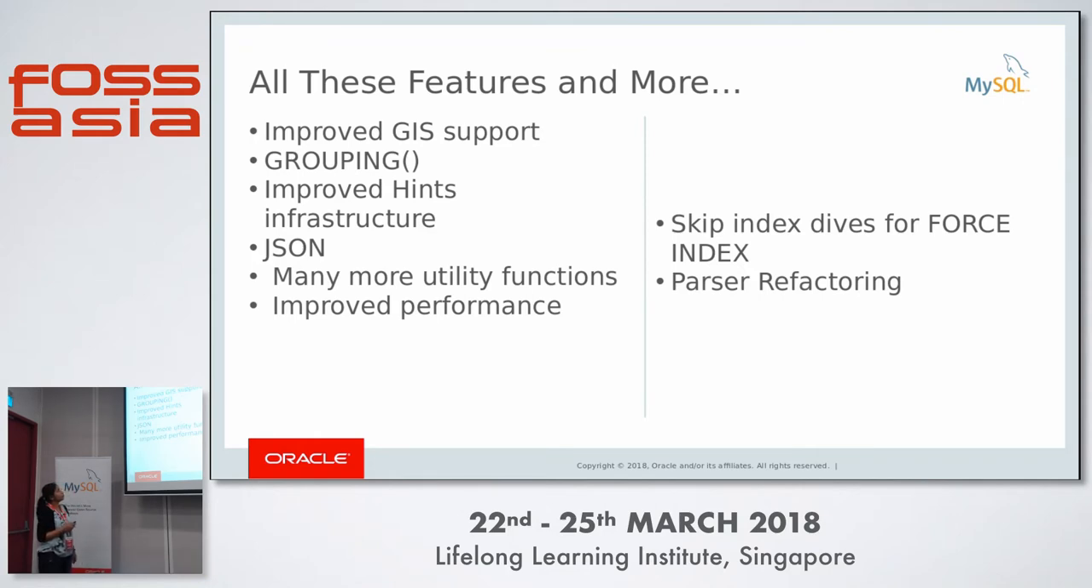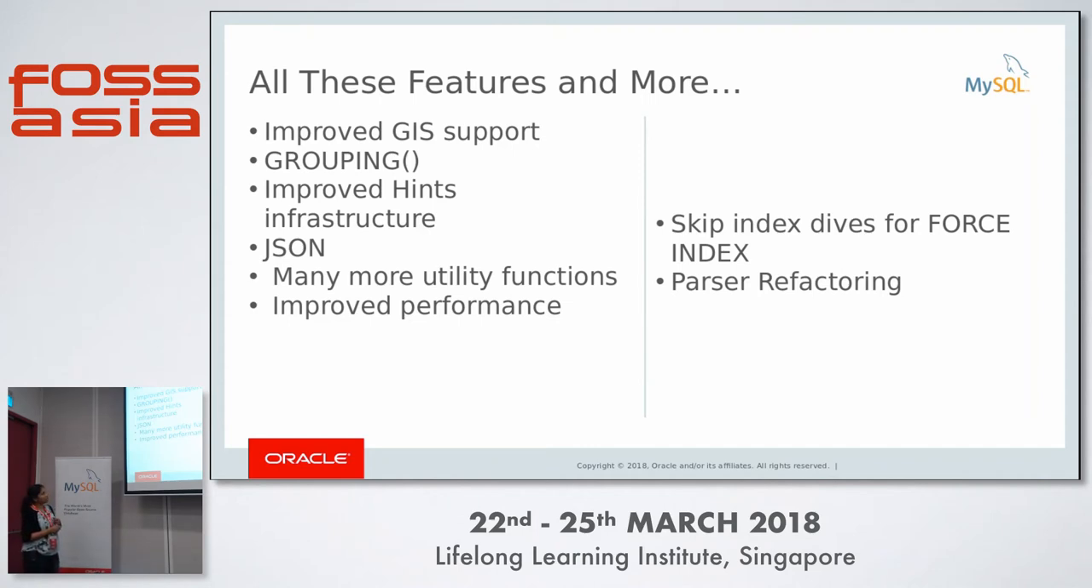So we have improved upon what we did in 5.7. There's a grouping function which can differentiate between roll-up nulls and regular nulls. And then, as I said, improved hint infrastructure. It's not only the join order hints that have been added. There are lots of index merge hints and plenty of other hints that have been added in 8.0.